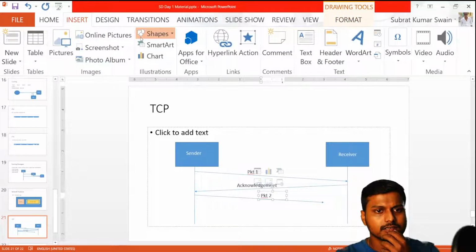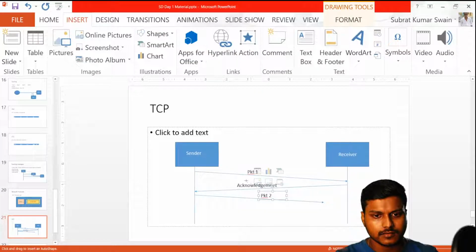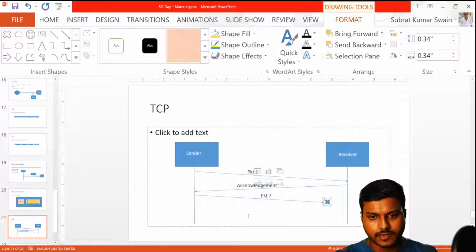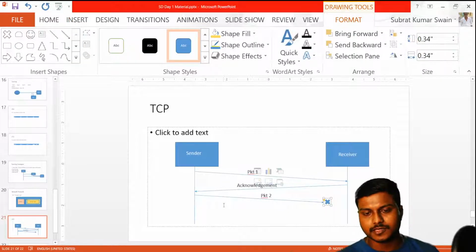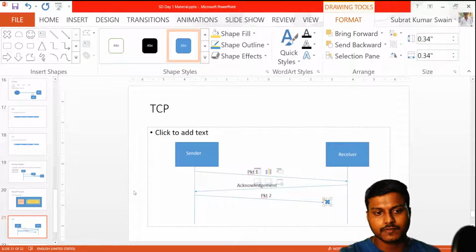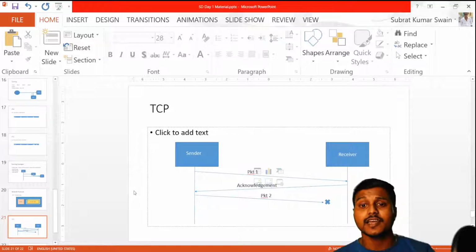Can we have something here? Yes, we have something here. So I'll just use it. Okay. So it did not reach, guys. I just made a cross mark there, just to notify that it did not reach the receiver.